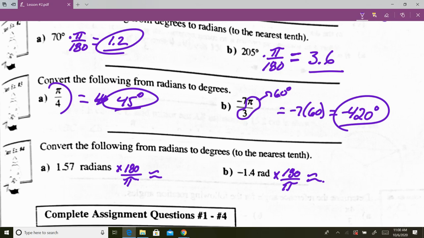What's the first one? 90? Second one, negative 80? All right. Here's what I would like you to do for 2 to 4, please. That's it.